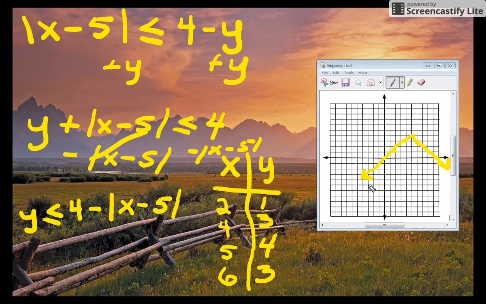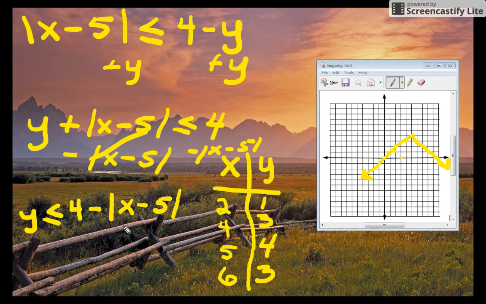And the last thing we have to do is figure out what side of the graph to shade on. Let's just pick a point that we know is somewhere on our graph. So pick a point inside, pick a point outside. I'm going to pick something that's simple. So I'm going to pick 3, 0. So that's this spot right here. And if I plug that into our inequality, is it true or not?